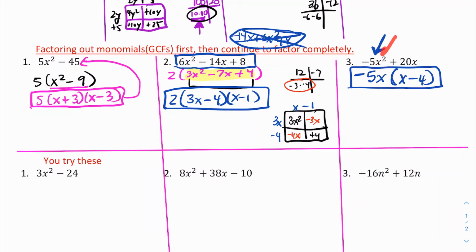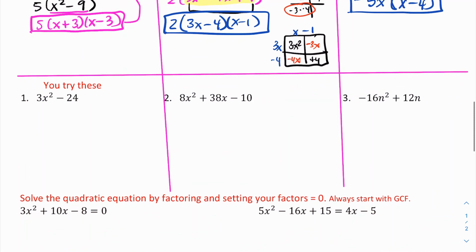So if you have an x squared, you're not going to have three factors. If you have an x squared, there'll be two factors. If you have an x to the third, it's possible to have three, but it depends on what that looks like. Go ahead and try the next three, and then I will come through and show you the answers and how to do them.